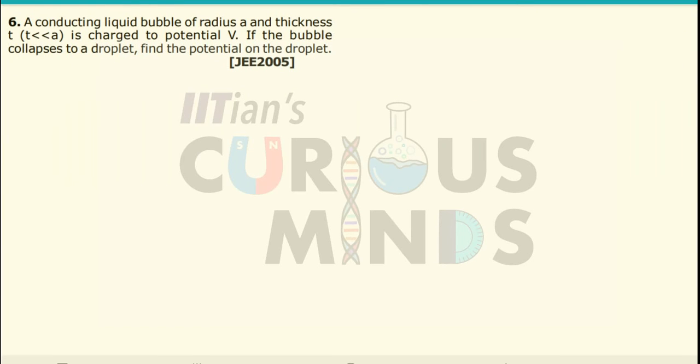A conducting liquid bubble of radius a and thickness t, t being very small compared to a, is charged to a potential V. If the bubble collapses into a droplet, find the potential of the droplet.